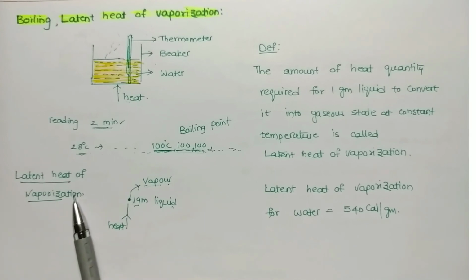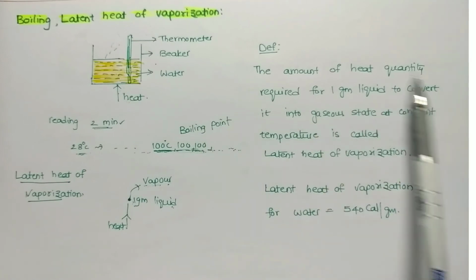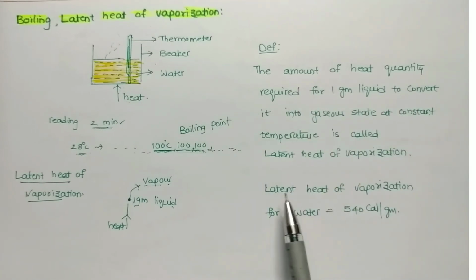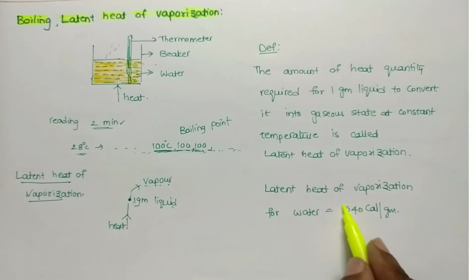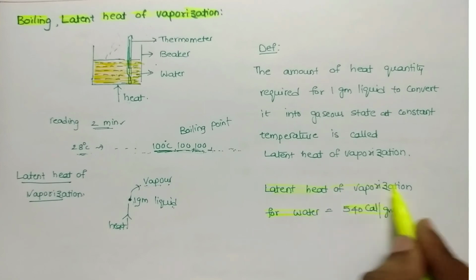So thus it can be defined as the amount of heat quantity required for 1 gram liquid to convert it into vapor state at constant temperature is called latent heat of vaporization. So this is the definition. And for water, latent heat of vaporization is equal to 540 calorie per gram. This is also asked as an important bit.